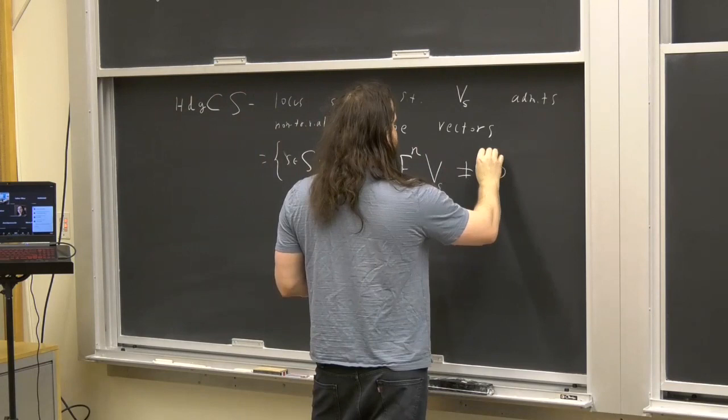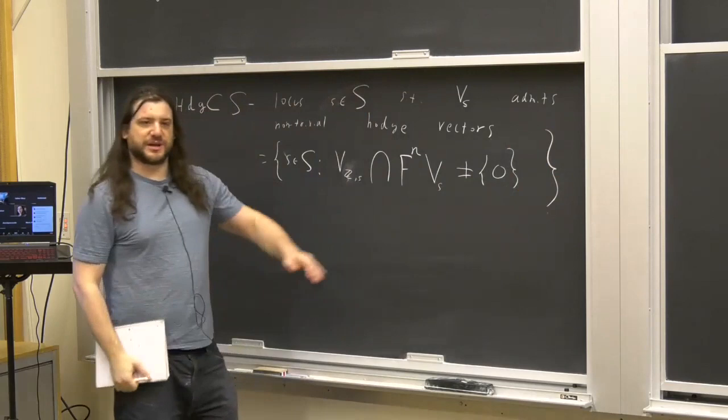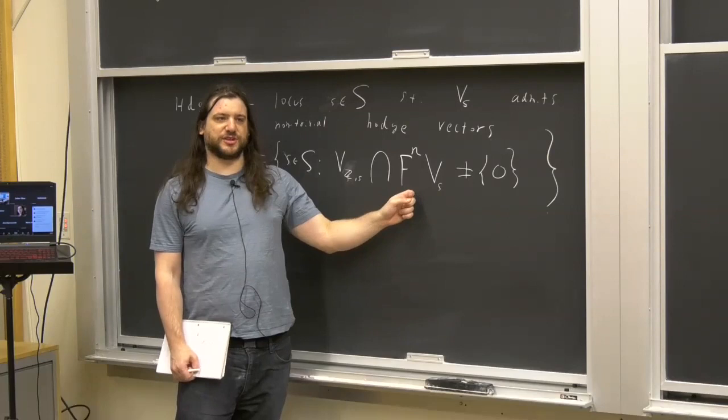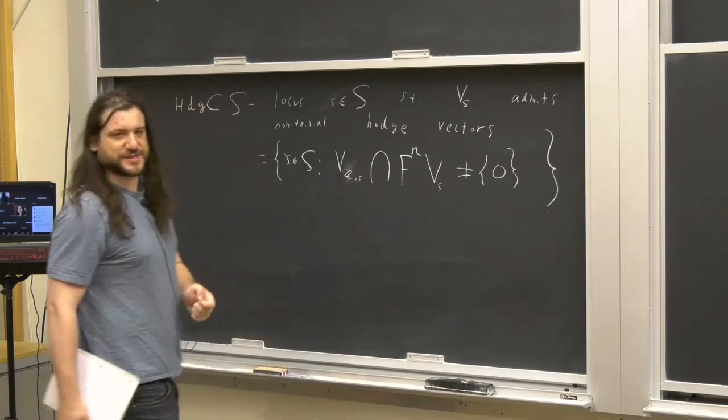We define this in terms of the decomposition. We define it to be an integer vector which is in the (n,n) piece. But because this is integer, therefore real, it's the same as just being in the middle filtration piece, because if you're in the middle filtration piece, you're also in the conjugate of it, and their intersection is just the F^(n,n) piece. So you can define it on this level.